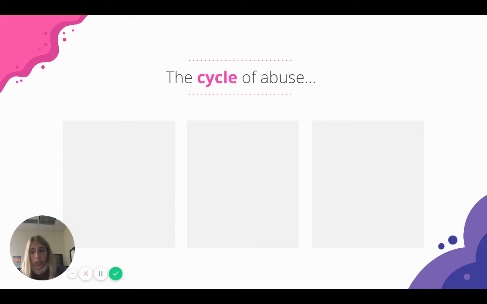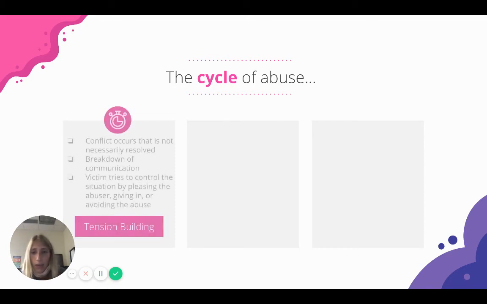Okay. There's a cycle of abuse. I'll touch on it real quick. We will be talking about it in class when we do our in-class activity. The first one is tension building. So a conflict occurs that's not necessarily resolved. There's a breakdown of communication, and the victim's going to try to control the situation by pleasing the abuser. So that's the first stage.